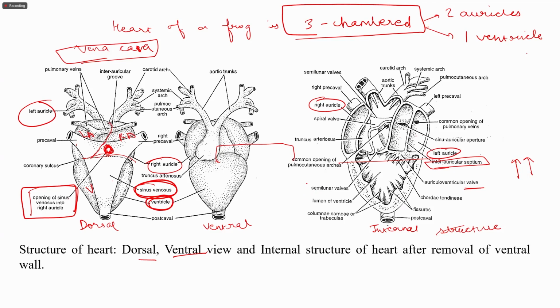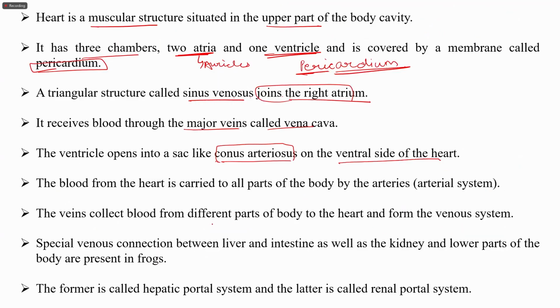The blood from the heart is carried to all the parts of the body by the arteries, which form the arterial system. The veins collect blood from different parts of the body and bring it to the heart, forming the venous system. Special venous connections between the liver and the intestine, as well as the kidney and lower parts of the body, are present. We know the hepatic portal system is between the liver and intestine.